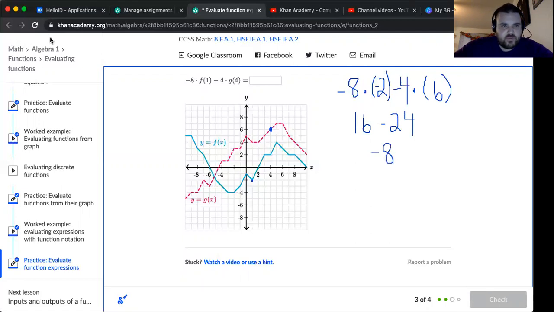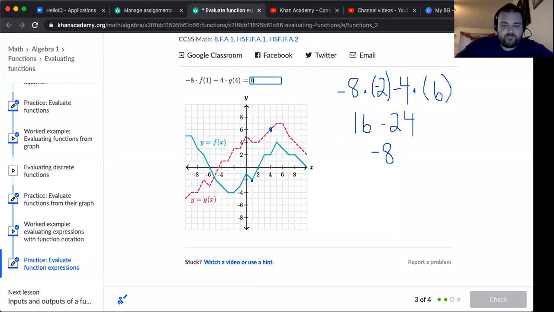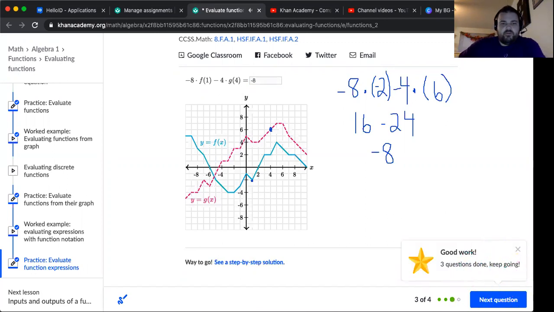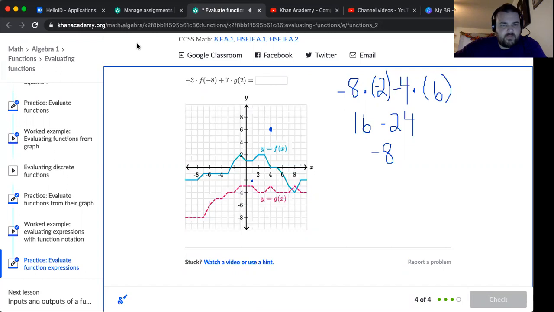All right. So we have -8 being the solution, or the final answer to this problem. 2 for 2. Let's do 2 more.